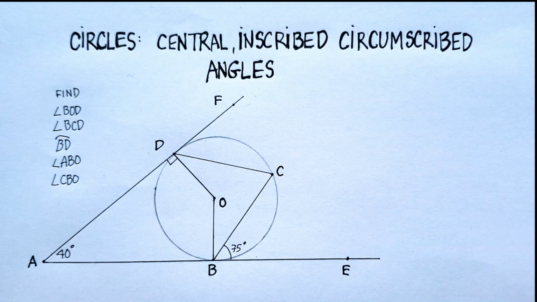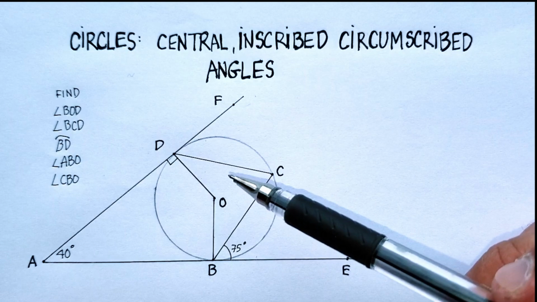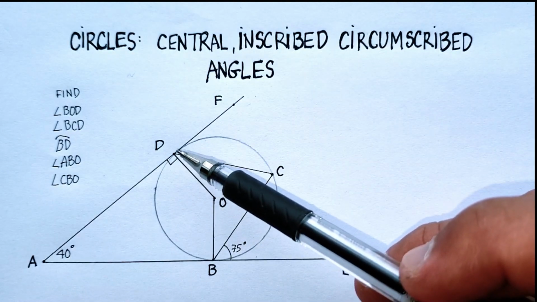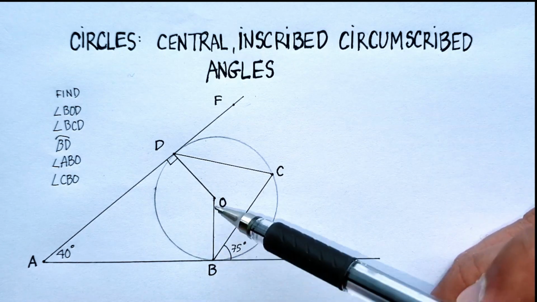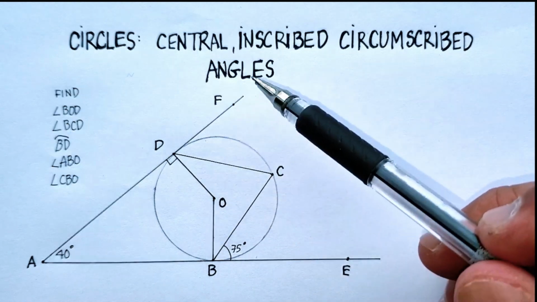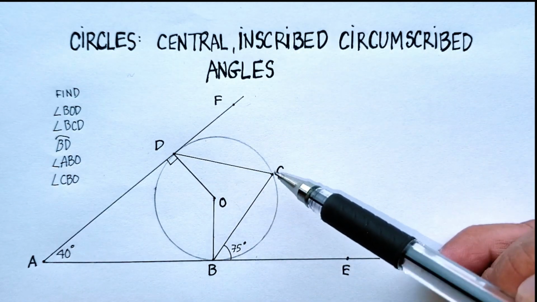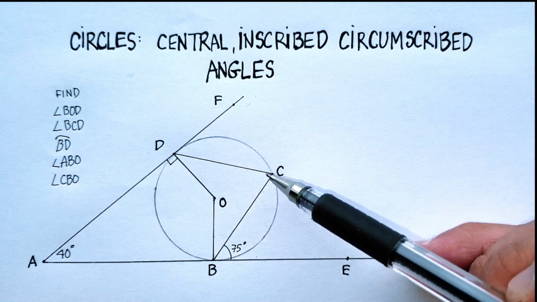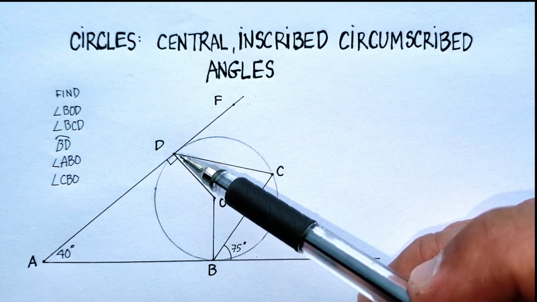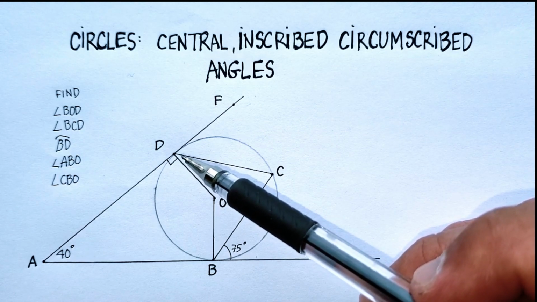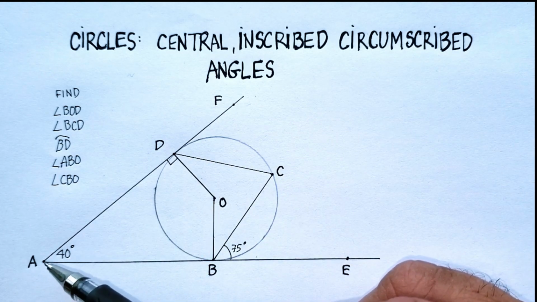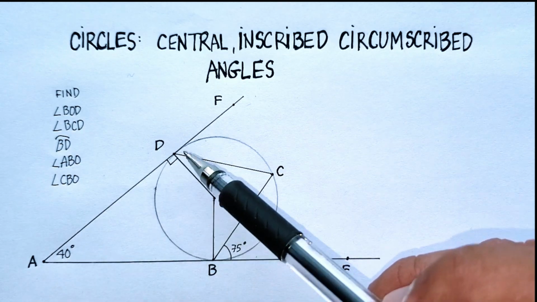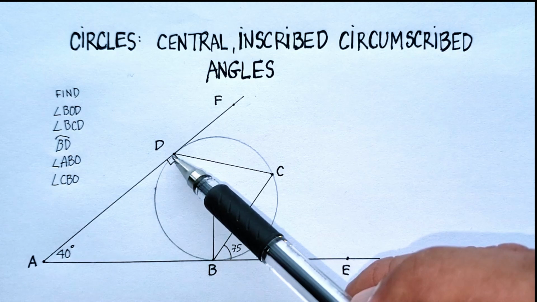Okay, in this video, we have a circle with a central angle, which is this angle here, BOD. We have a circle that has an inscribed angle. Remember, that means the vertex is on the circumference. That's angle BCD. And we have a circle that has a circumscribed angle. That's the angle where the vertex is outside the circle, and that would be angle BAD.